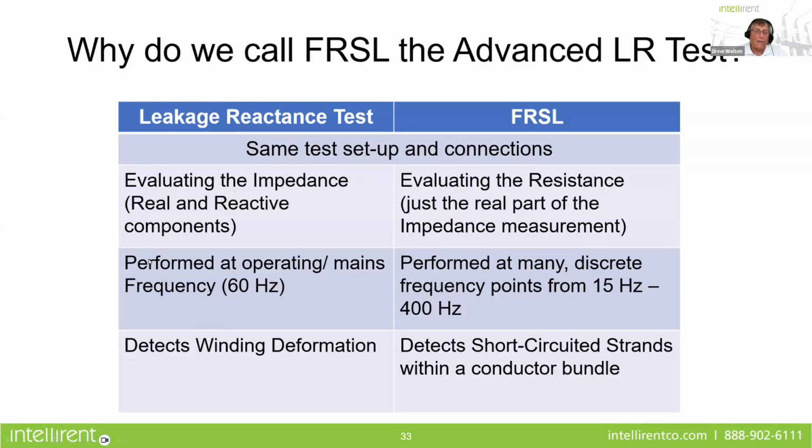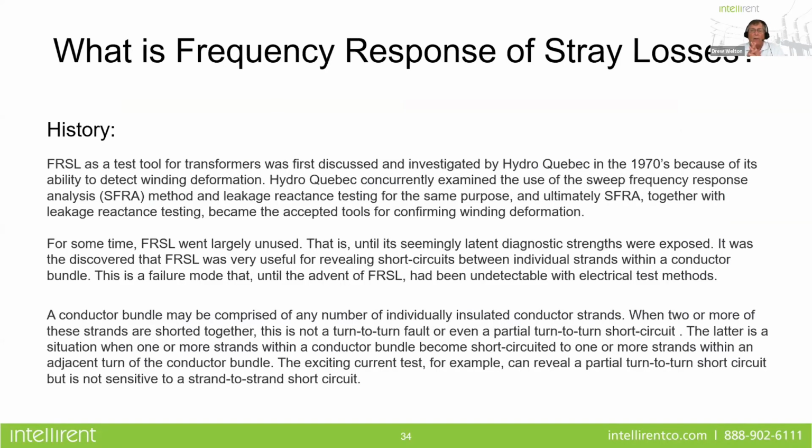Now, leakage reactance we do at 60 hertz. Frequency response of stray losses, we're going to do at discrete frequency points from 15 up to 400 hertz. And with leakage reactance, we're looking for winding deformation. But here we're going to look for what's called a short-circuited strand or conductor bundle within the transformer on the primary windings. Now, where did this come from?